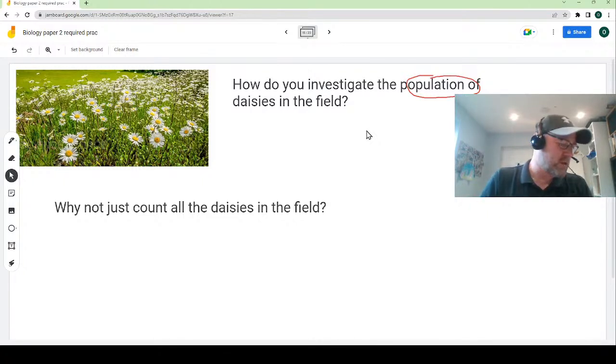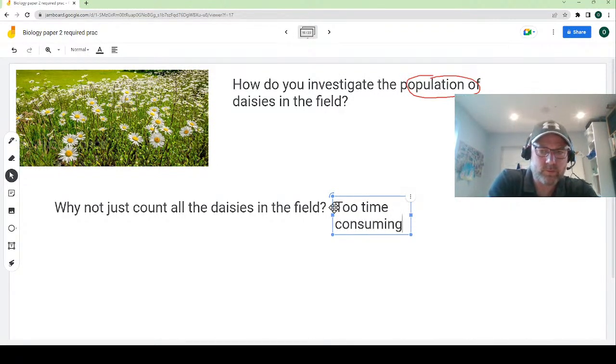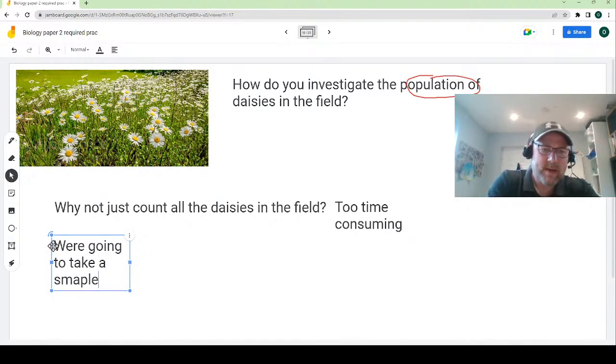Okay, so what have we got to do instead? What are we going to take instead? Instead of counting all of them, what ones are we going to count? Anyone know what's the key word? Begins with S. We're going to take a sample. That's right, Miriam. Yeah. So we're going to take a sample. Now, not a smaple, a sample. Don't know what a smaple is. So we're going to take a sample.